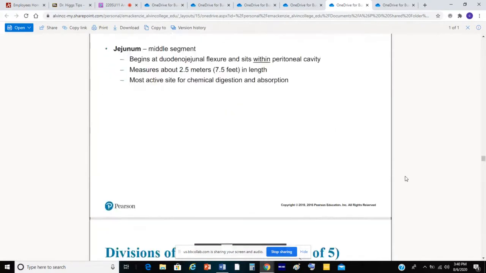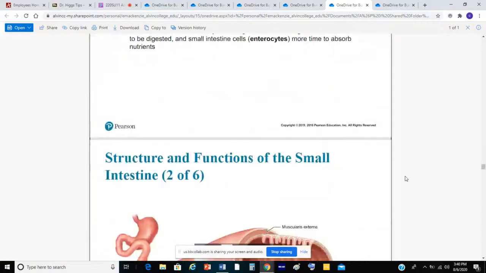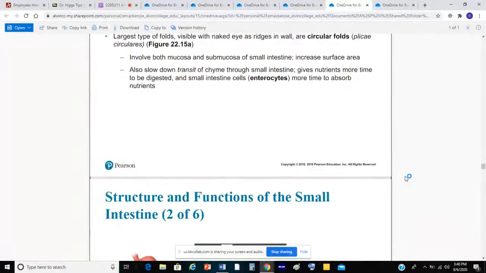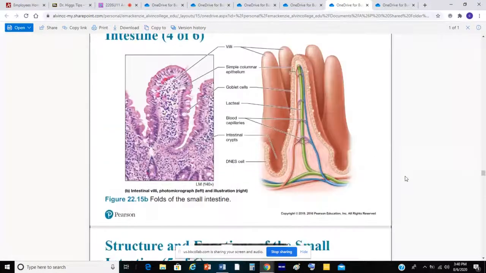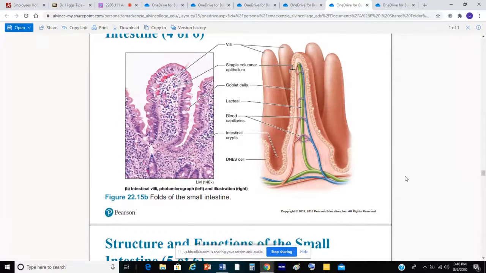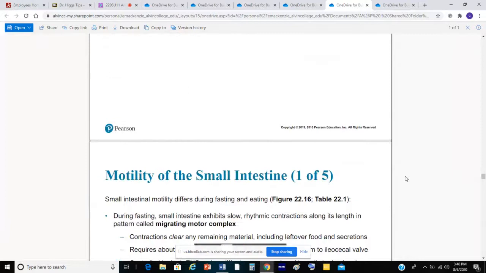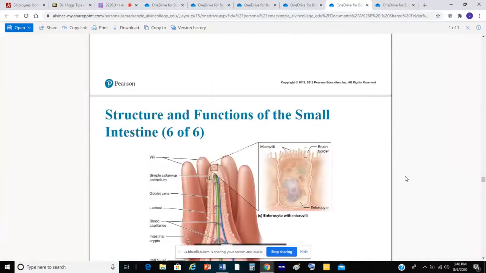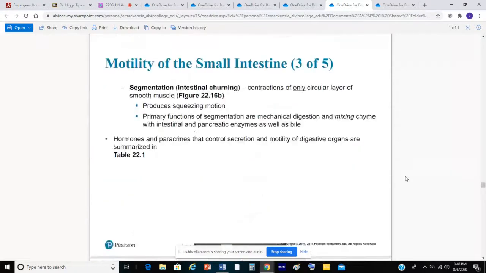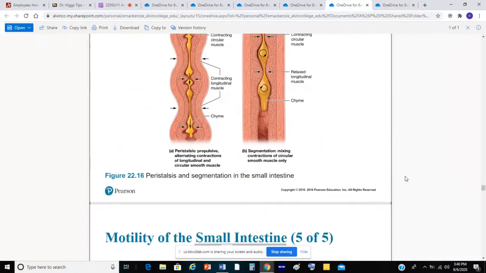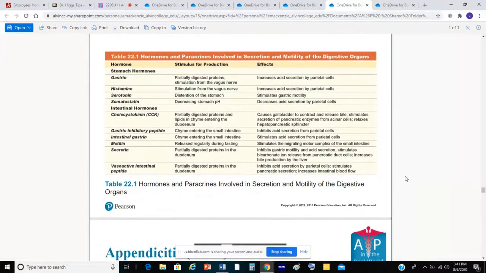So I'm just looking for the slide. Okay. Sorry, this is going to have to be the slide.